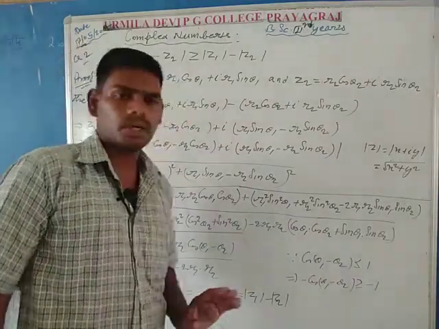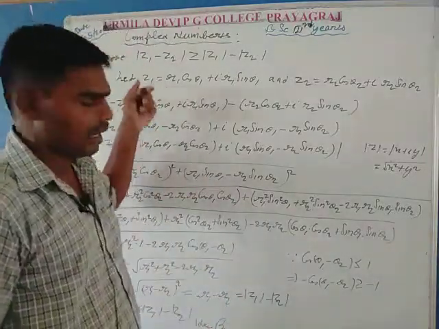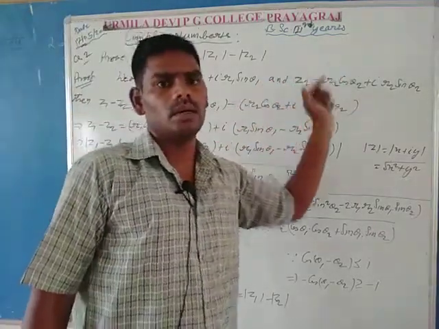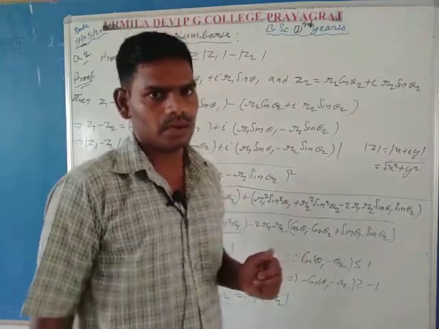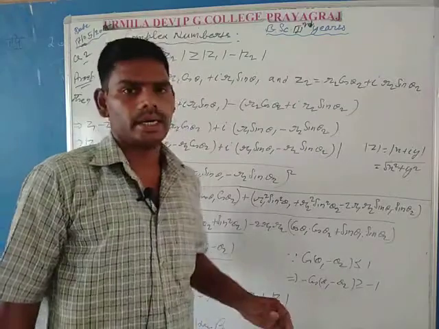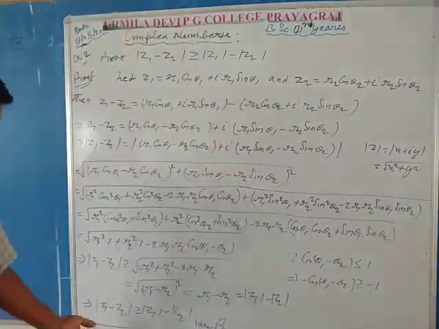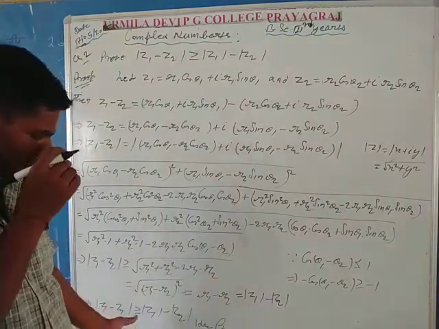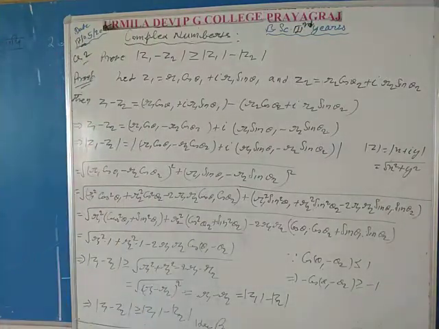But r1 is the modulus of the first complex number z1 and r2 is the modulus of the second complex number z2, which was already discussed in the first inequality. So replacing r1 by |z1| and r2 by |z2|, the inequality is complete. |z1 − z2| is greater than or equal to |z1| − |z2|, hence proved. Consider the next question.